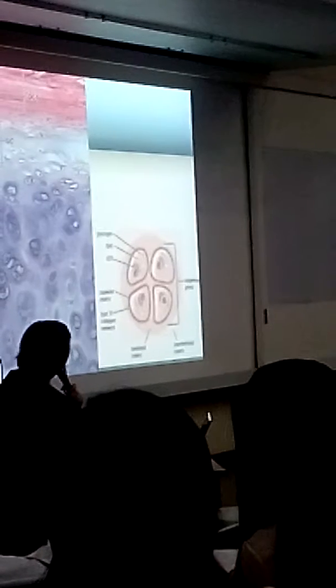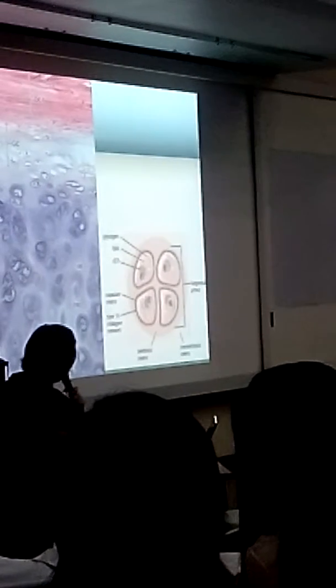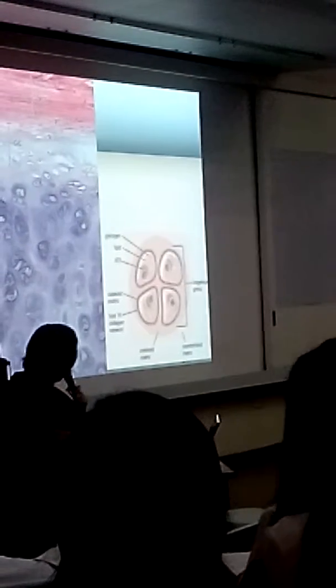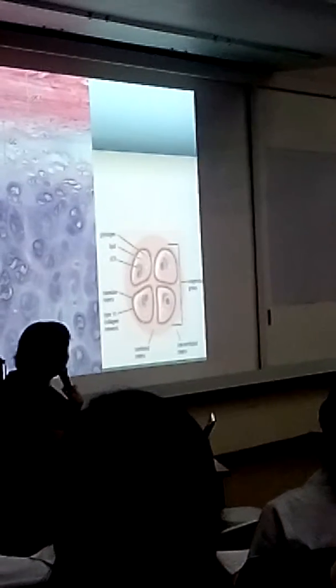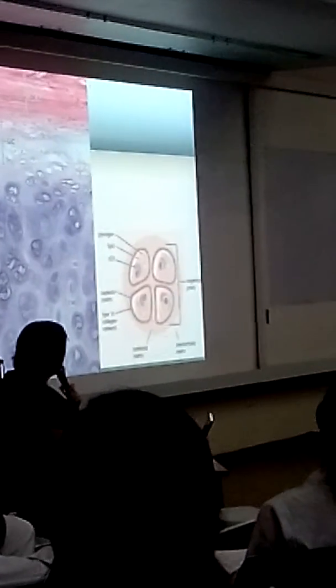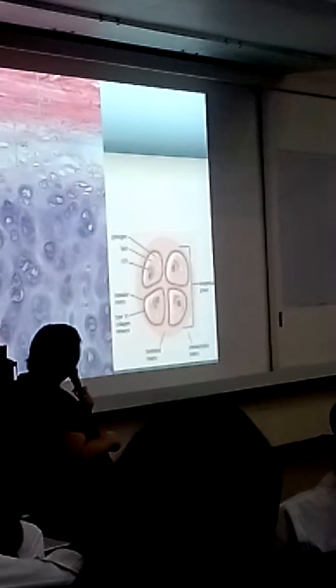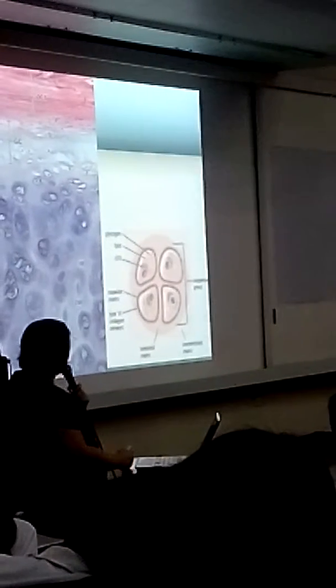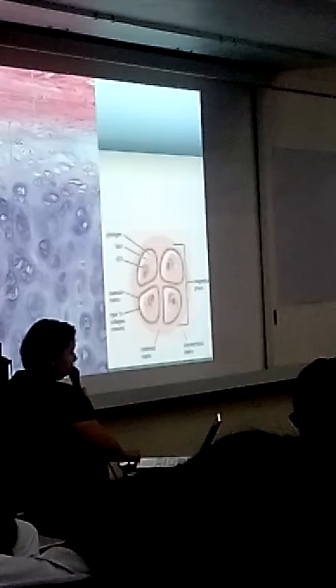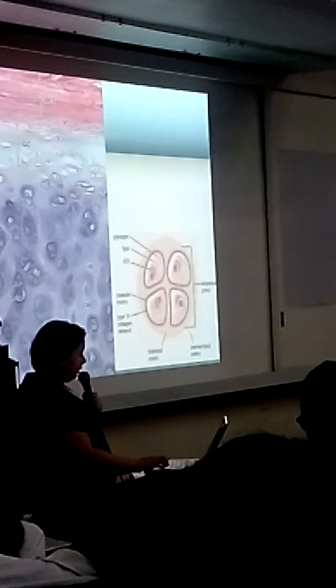You just have to see here. This is one isogenous group, this is one isogenous group. You can see that the one around it is darker staining. That's the territorial matrix. And then this is the interterritorial matrix, the lighter one. From that you will be able to delineate them.